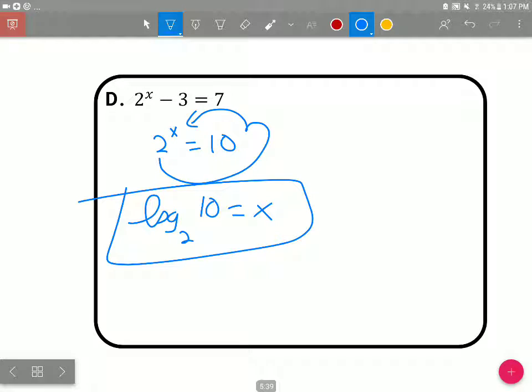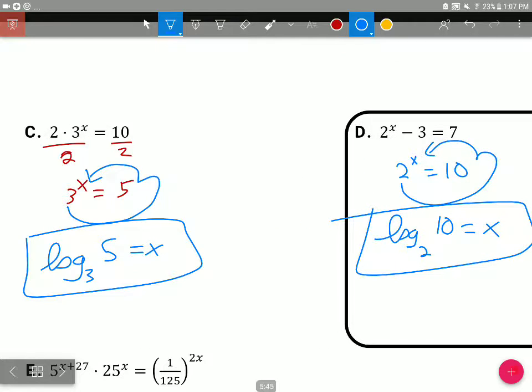Yes, ma'am. How'd you get 5 for the C then? How did I get 5 for C? Yeah. Okay, so the one on the right, I had to get rid of this 3, so I added the 3 to get 10. The one on the left, I had to get rid of this 2, so I divided by 2 to get 5. Does that make sense? Yeah. Same idea.